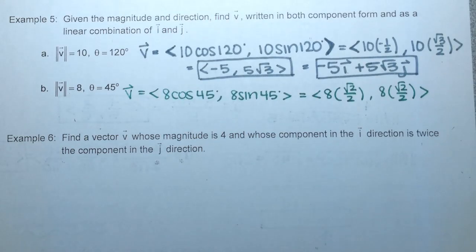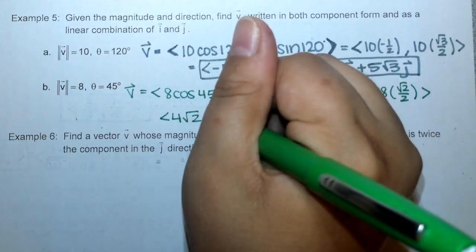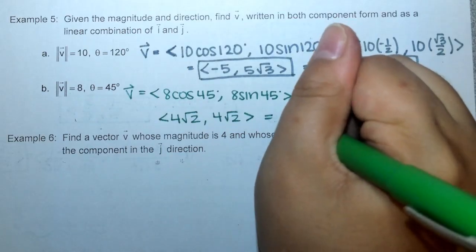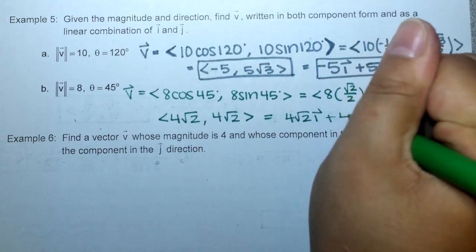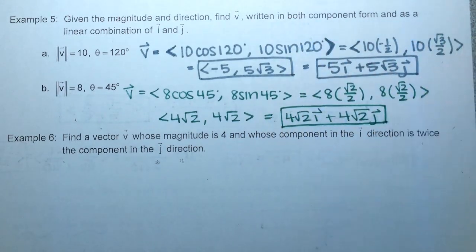What is 8 times the square root of 2 divided by 2? 4 root 2. So this is 4 root 2, comma, 4 root 2. Or 4 root 2 vector i plus 4 root 2 vector j. So you would use this when you are given the magnitude and theta. This is how you find your vector. So we've learned how to find vectors given 2 points, how to find vectors given the magnitude and theta, and how to find the magnitude.